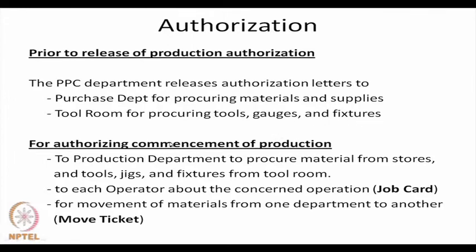It authorizes commencement of production by giving appropriate letters to the production department to procure material from stores and tools, jigs and fixtures from the tool room. It authorizes the operator about the concerned operation in the form of a job card, and it also authorizes various departments to move materials from one department to another. They are called job card and move ticket.